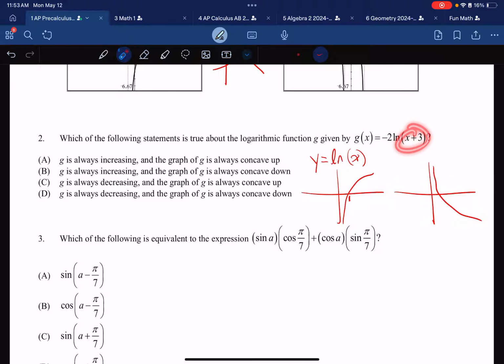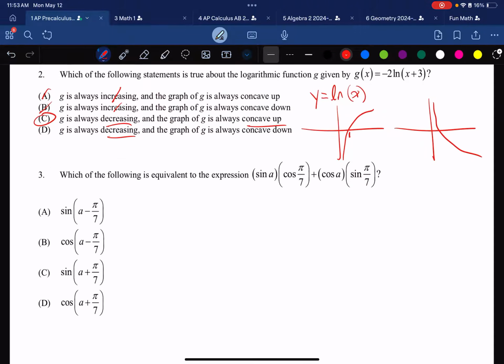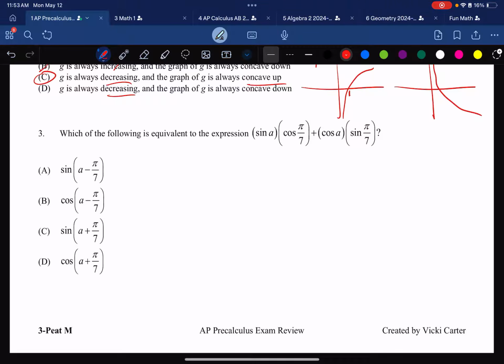I'm going to ignore the horizontal translation 3 units to the left. Notice that this function is constantly going down. It always has a negative slope. So it is always decreasing, not increasing. It's not A or B, it's decreasing. And notice that this is always looking like a smiley face. A smiley face means that we are concave up. Concave up is the right answer. The correct answer is C. That was kind of a bad circle. C, there we go. And then finally we have number 3.